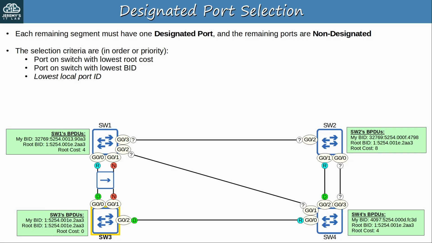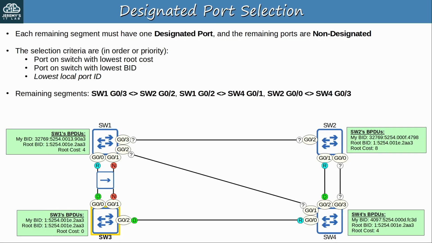It is the root bridge, so usually all ports are designated. However, both switch 3 G00 and G01 are connected to the same segment. So only one of them became designated, the one with the lowest port ID, G00. I'll say it once more, you probably won't encounter any questions with hubs on the ENCOR exam, but for the sake of being thorough, I included this hub here. Okay, the remaining segments are the switch 1 G03 to switch 2 G02 link, the switch 1 G02 to switch 4 G01 link, and the switch 2 G00 to switch 4 G03 link. Let's see which ports become designated.